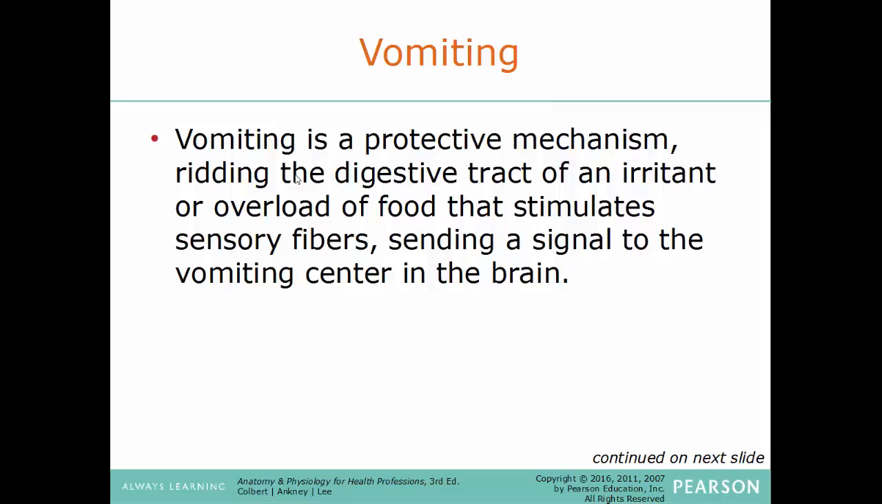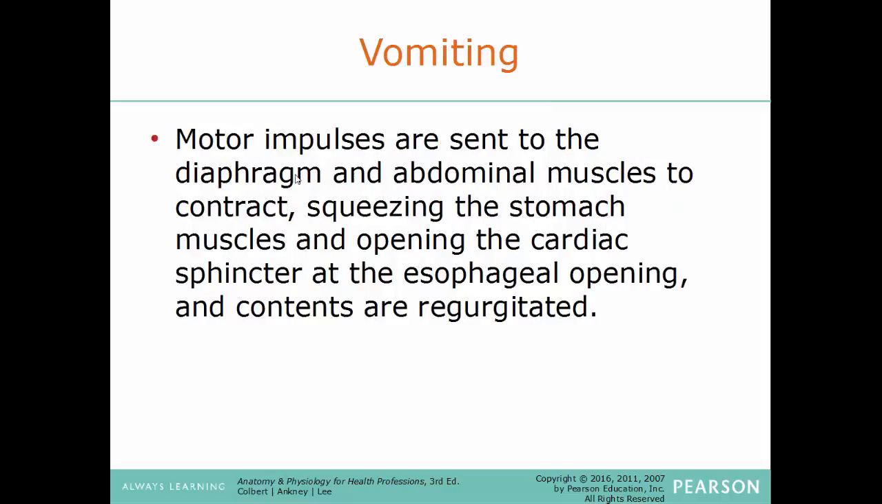It's basically what your body doesn't want inside it, it's going to get rid of it somehow. And vomiting is one of those methods. Motor impulses are sent to the diaphragm and the abdominal muscles to contract, squeezing the stomach muscles and opening the cardiac sphincter at the esophageal opening, and the material will go back up instead of going forward into the system. They reverse or are regurgitated.